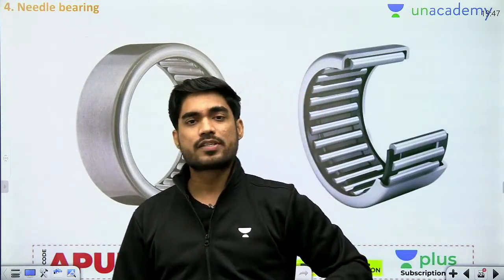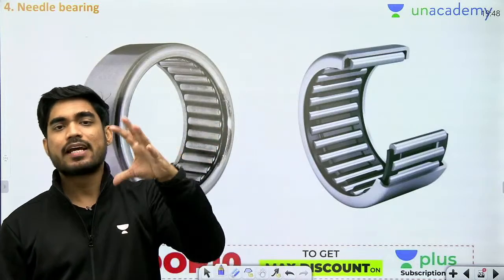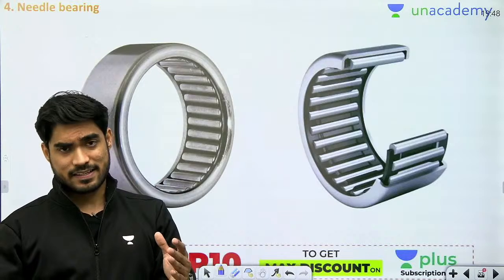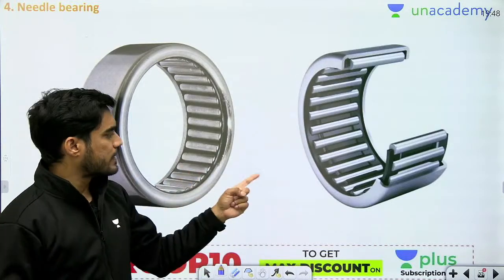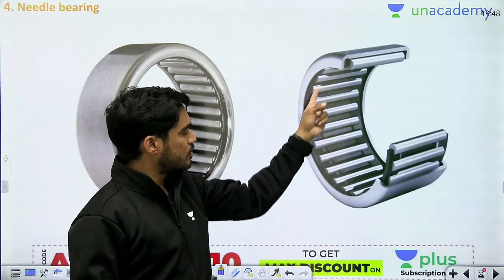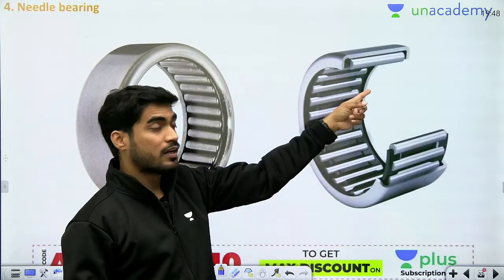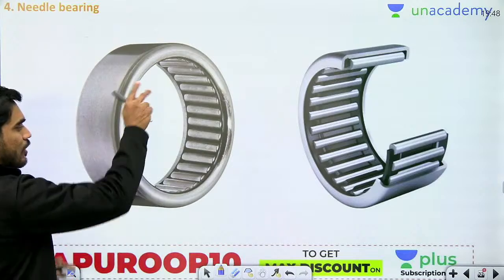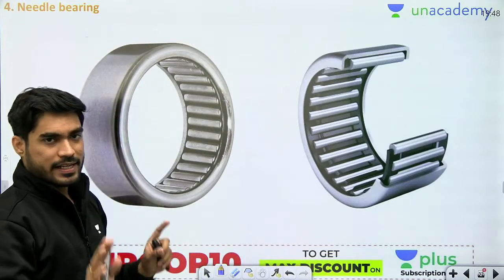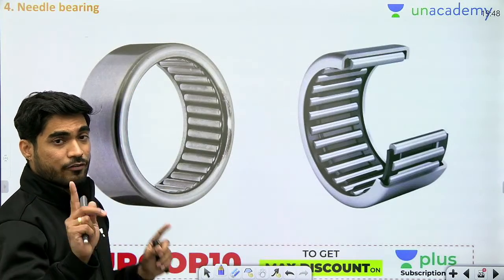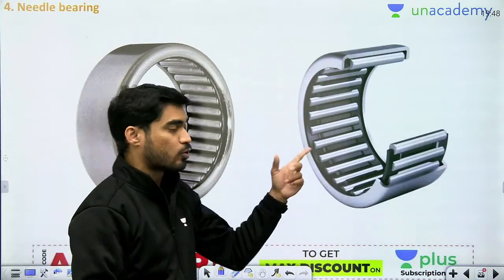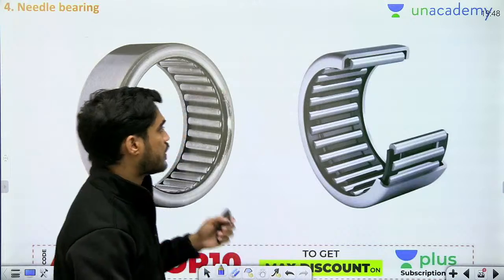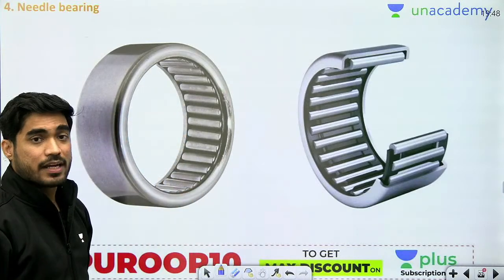So instead of using a smaller number of big rollers, we use small-size needles in a large number. You can see that these rollers are very small, but they are high in number. That's why their load carrying capacity is greater than a roller bearing of the same size. अगर आप size की तुलना करें तो ये बहुत छोटे हैं, but इनकी load carrying capacity ज़्यादा है. Okay, so beta, these are the types of bearings.